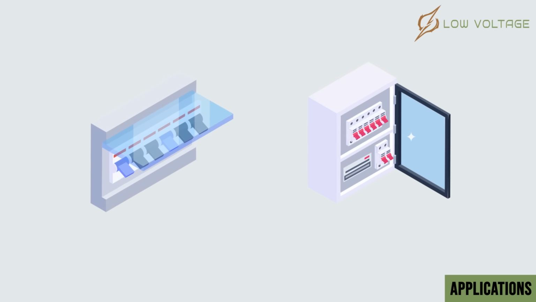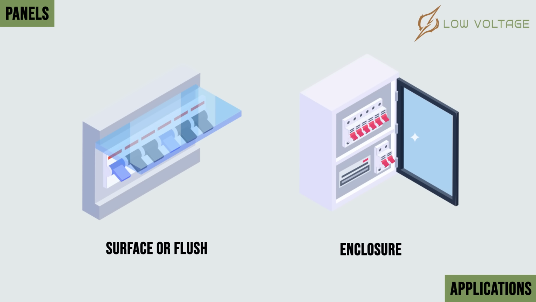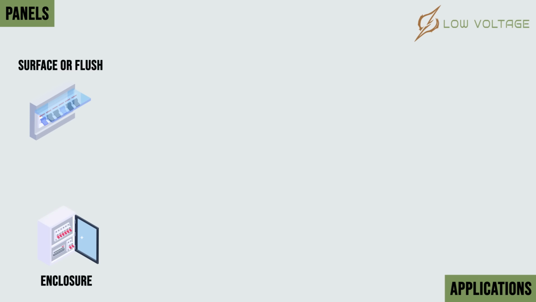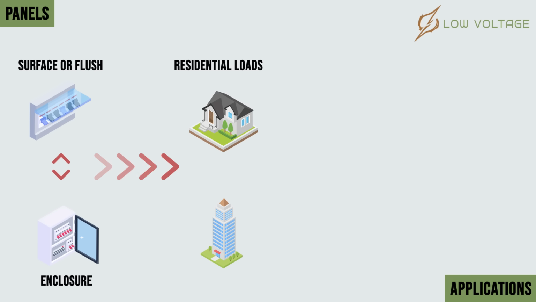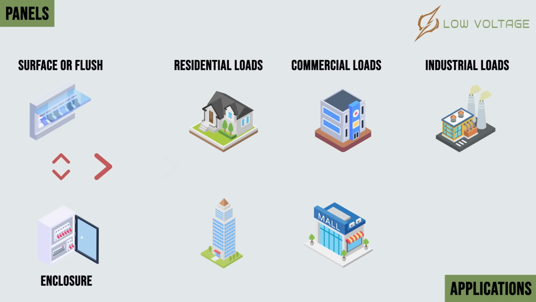MCBs are used for protection in different applications. They are installed in distribution panels, like surface or flush panels, or could be enclosure panels. These panels are used to protect residential loads, like houses and apartment buildings, or commercial loads, like hospitals and malls, or industrial loads, like factories and machines.